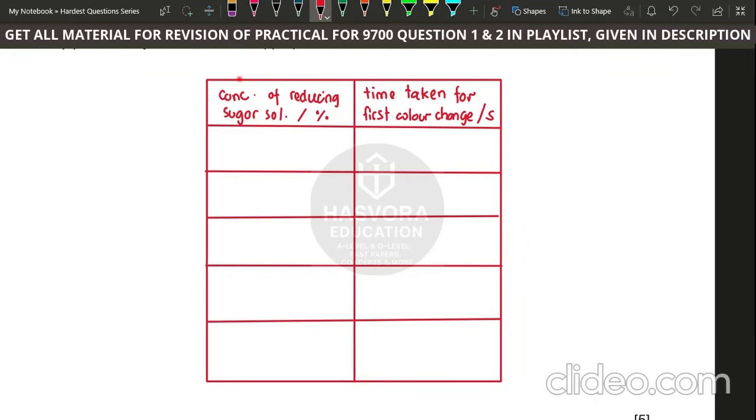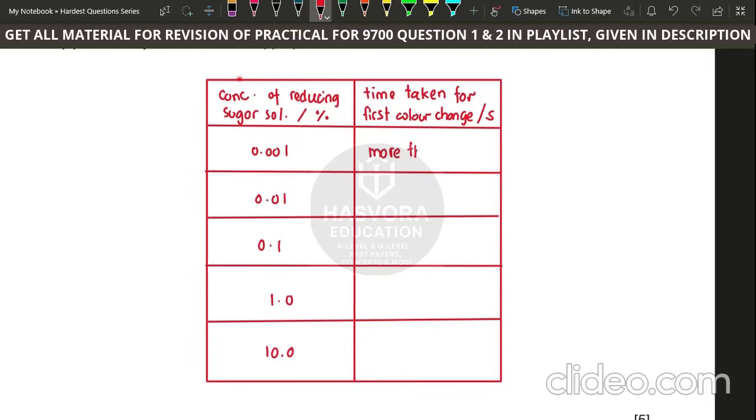For example, what was the smallest one? It was 0.001%. You do not have to mention the unit because you have already done that in the heading. When we go down, we increase it, so it will be in ascending order. So this will be 0.01%, then 0.1%, then 1%. You can just write 1.0, and then 10.0, which is the highest. I told you that the highest concentration means the lowest time taken, and the lowest concentration means the highest time taken.